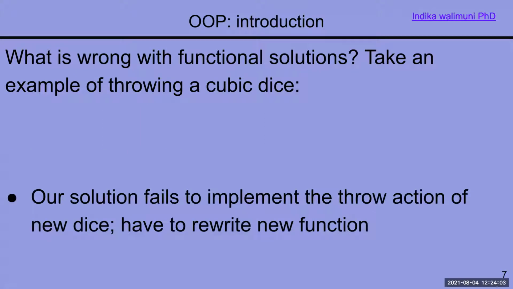So now we have to rewrite our code because we wrote the code for a specific six-faced cubic dice. Now our dice is, let's say, pyramid shaped, and it has four sides. Now we have a problem because our original solution for rolling the dice wouldn't work with this new dice. Okay.